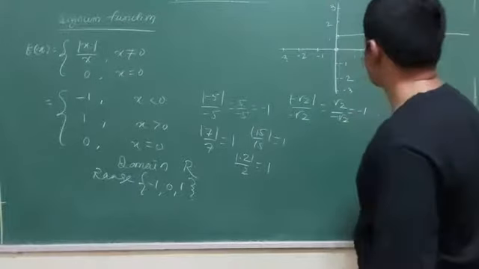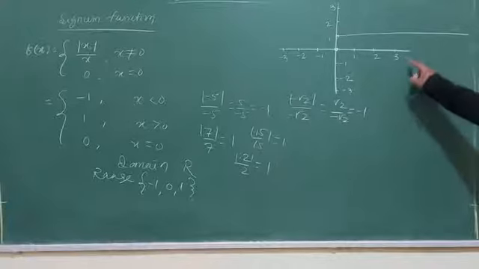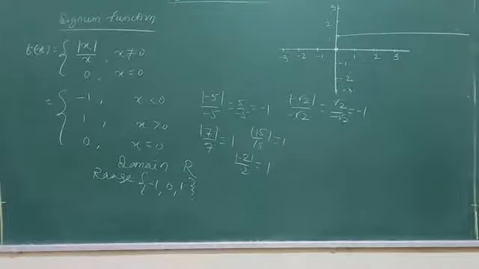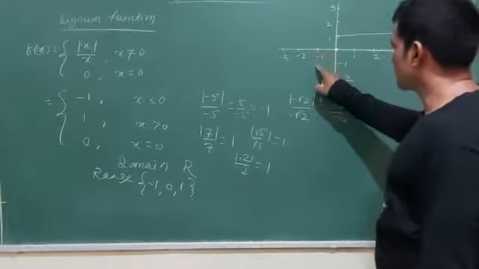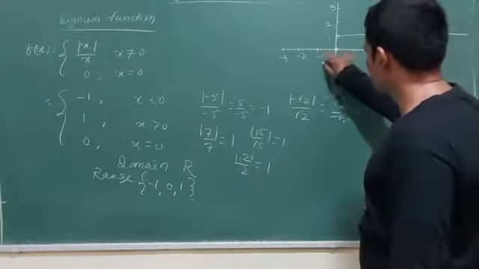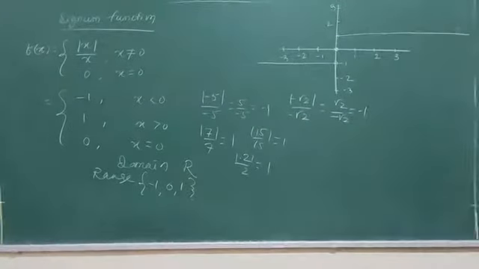this side, a parallel line to the x-axis at the point 1. Why at the point 1? You take any value, it equals 1. It's a parallel line. Then take a value less than 0. Minus 0.1, value is minus 1. Minus 1, value is minus 1. Minus 1.5, value is minus 1. This is the graph of the signum function.